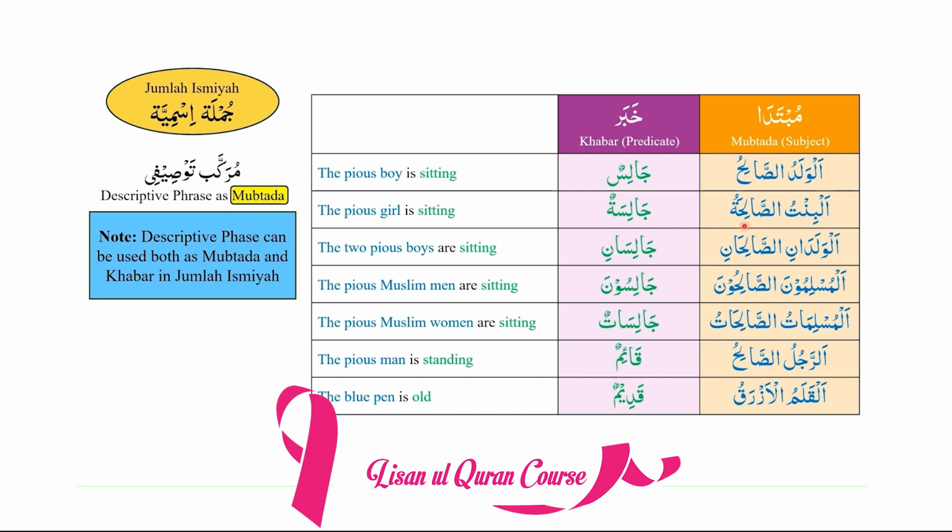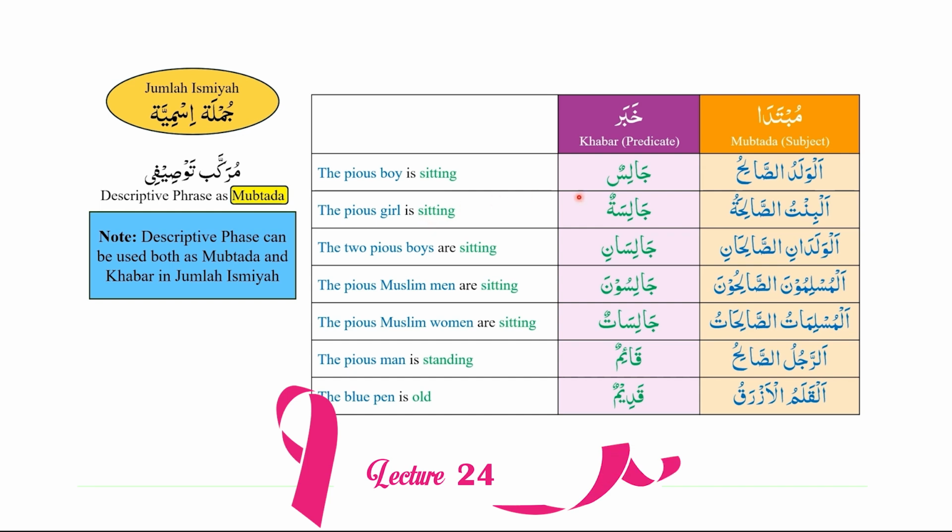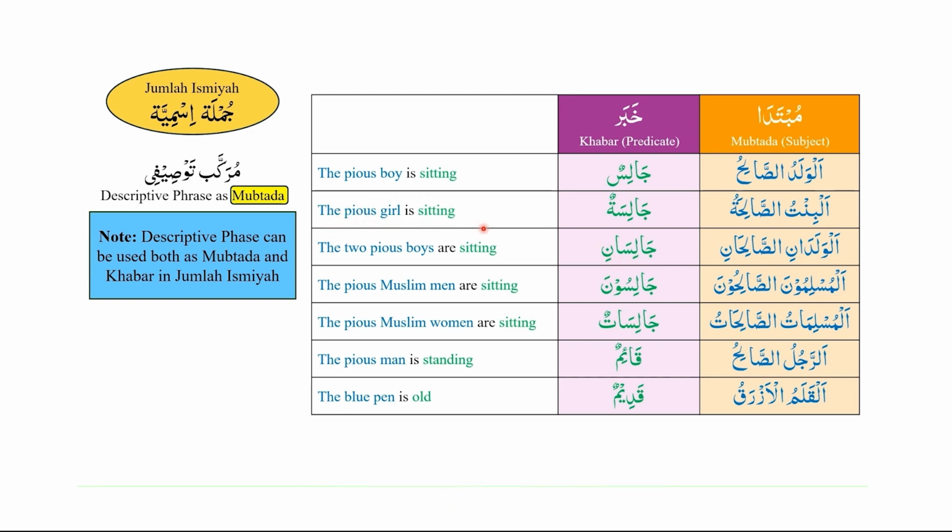Al-bintus salihatu jalisatun. The pious girl is sitting. Al-waladani salihani jalisani. The two pious boys are sitting. Please note the ani ending sound, al-waladani, as-salihani, jalisani. Ani ending sound is used for dual, and furthermore, ani ending sound indicates rafa status as compared to aini ending sound, which indicates nasab and jar status.